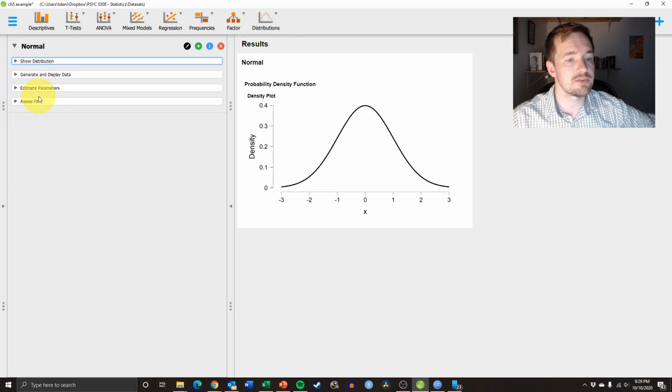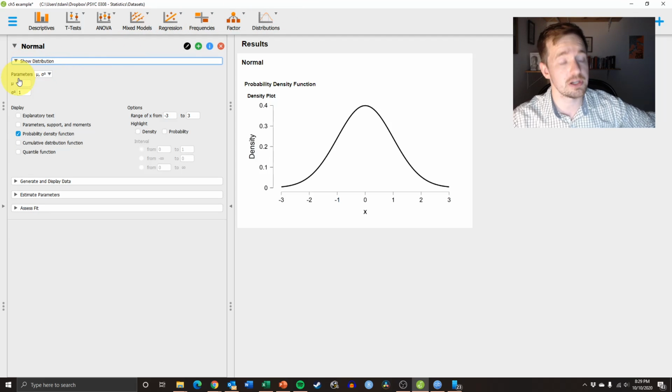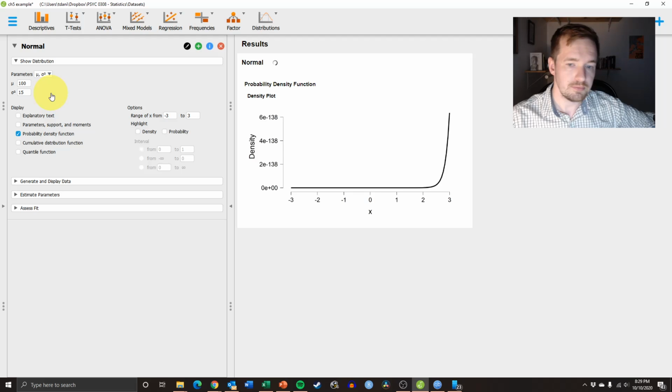You have all these different options whenever you click on distributions. The first is show distribution, and then you can change what the variables are. So I'm going to simulate this to basically be IQ. IQ, as we know, has a mean of 100 and a standard deviation of 15. Actually this might not be right because I'm playing with the variance here, so it will be a little bit different than true IQ. So we may adjust this a little bit as we go along.